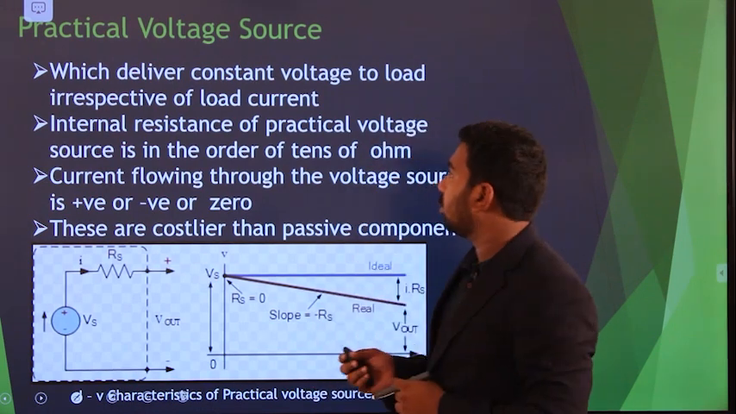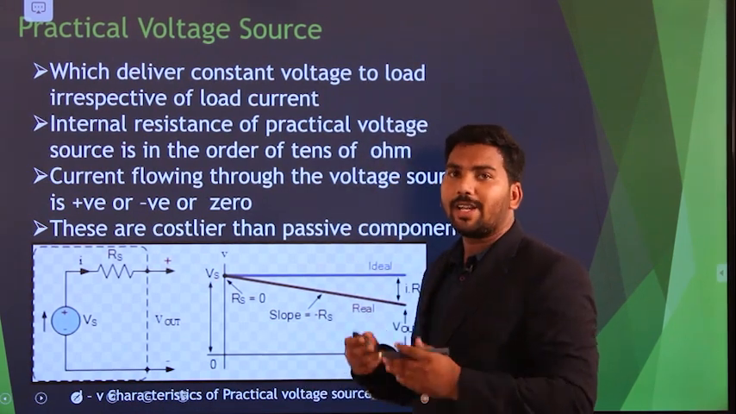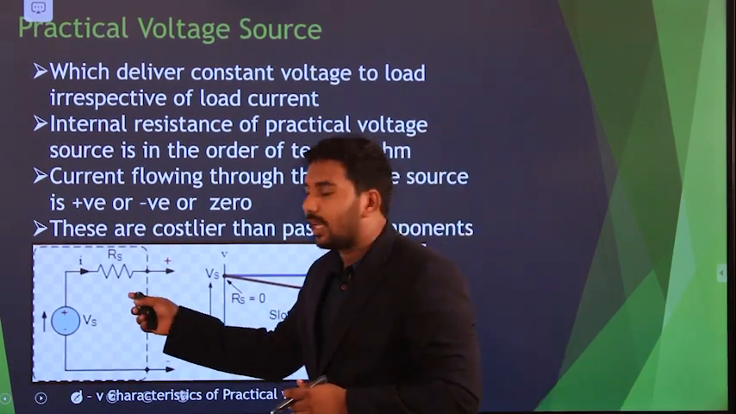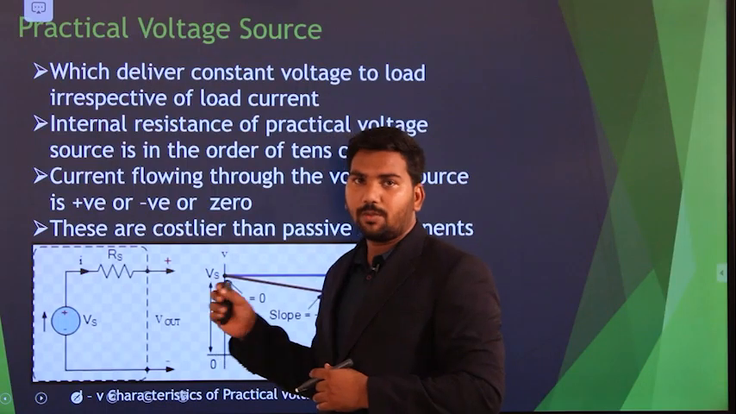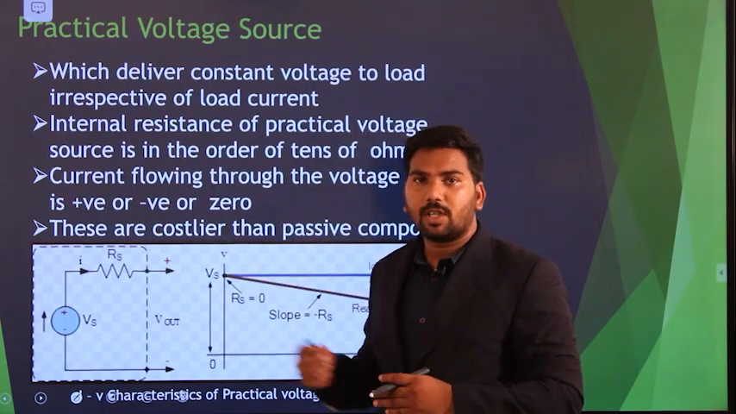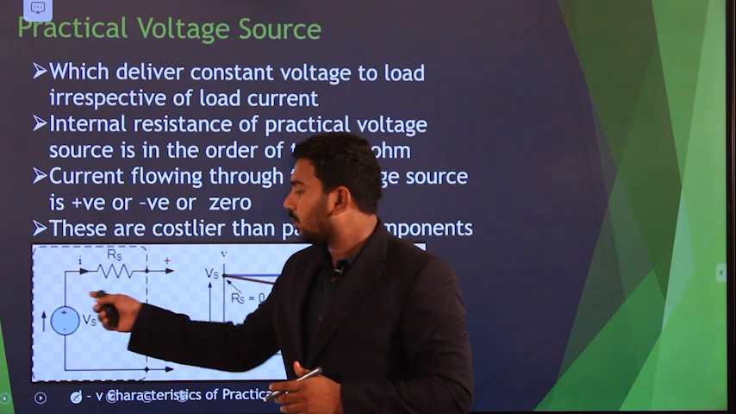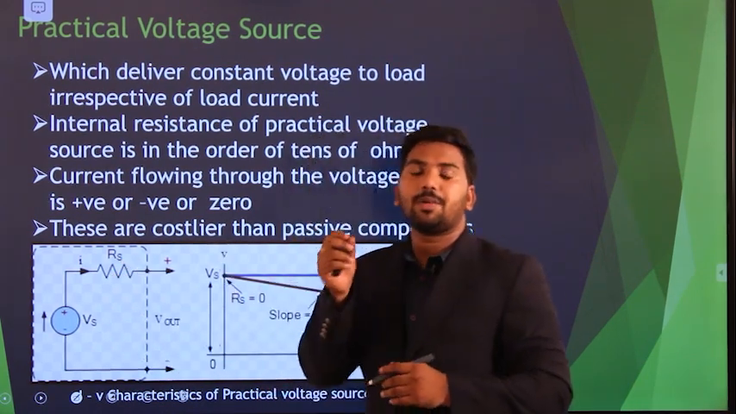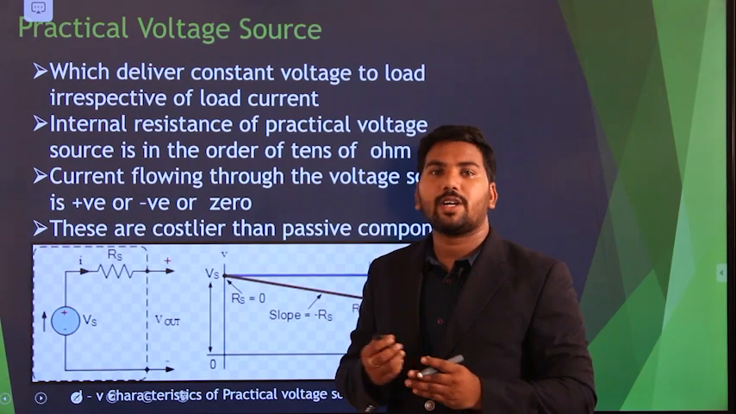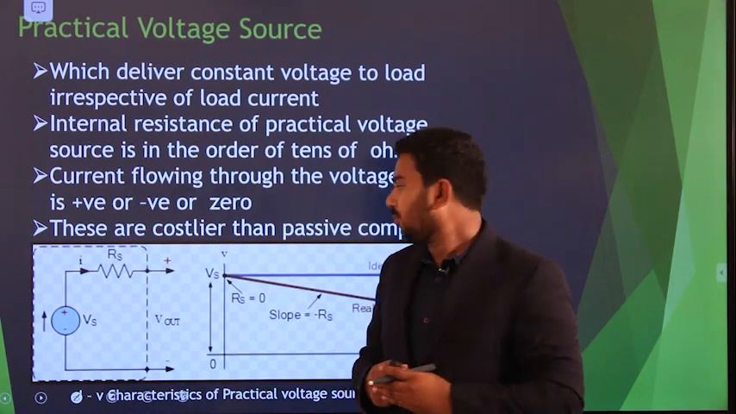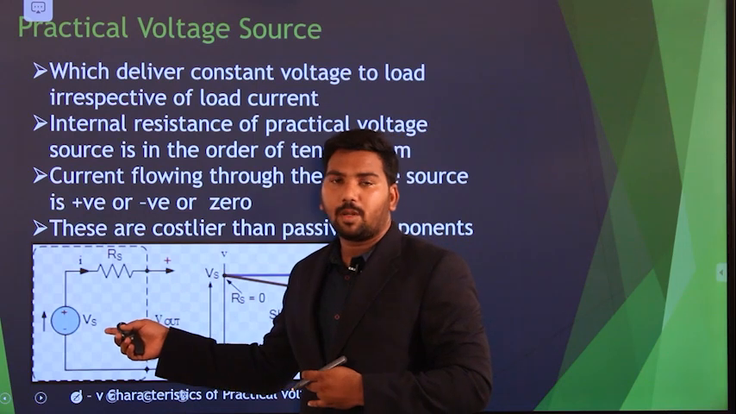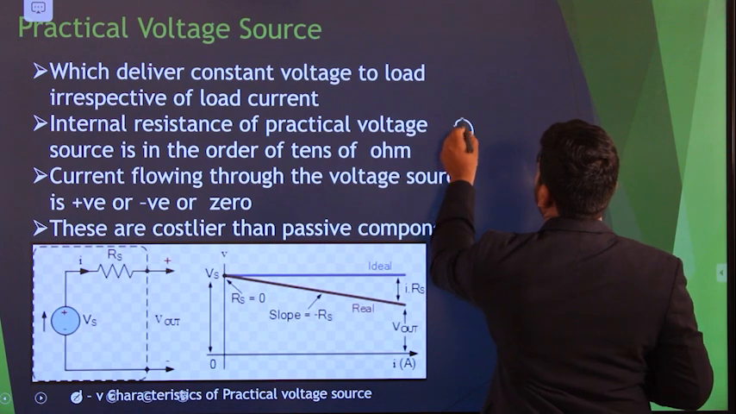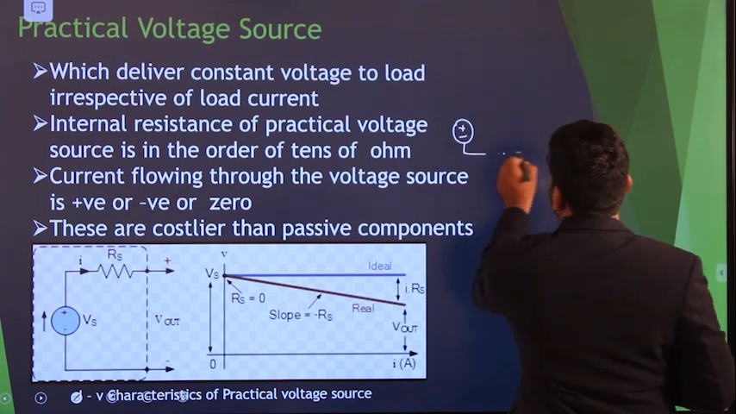Now what is the difference between the ideal voltage source and the practical voltage source? It has internal resistance, a very small modification to the ideal voltage source. So it has a voltage source in series with a resistance, very small, maybe in the order of 10 to 100 ohm only. This is the symbol of the practical voltage source. A voltage source in series with a resistance is called a practical voltage source.